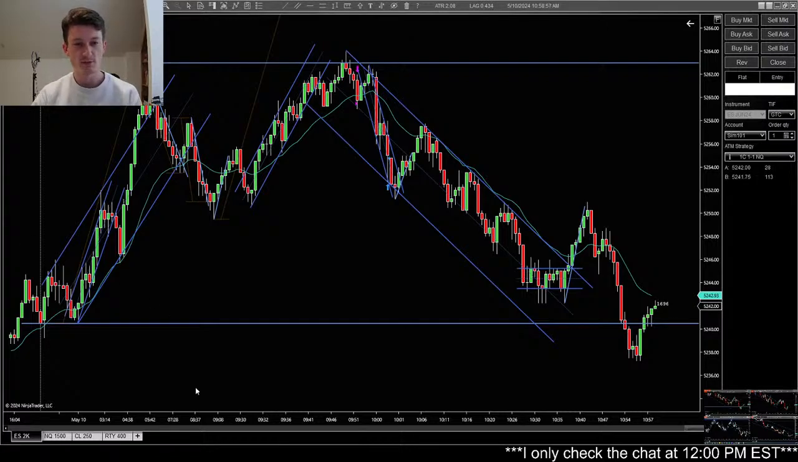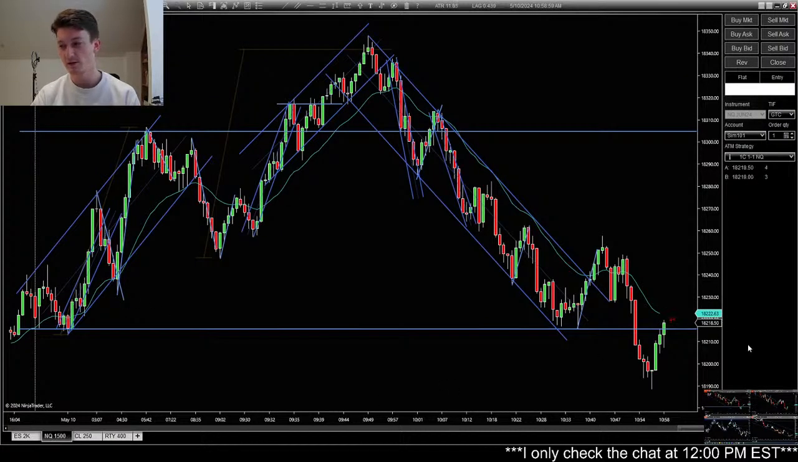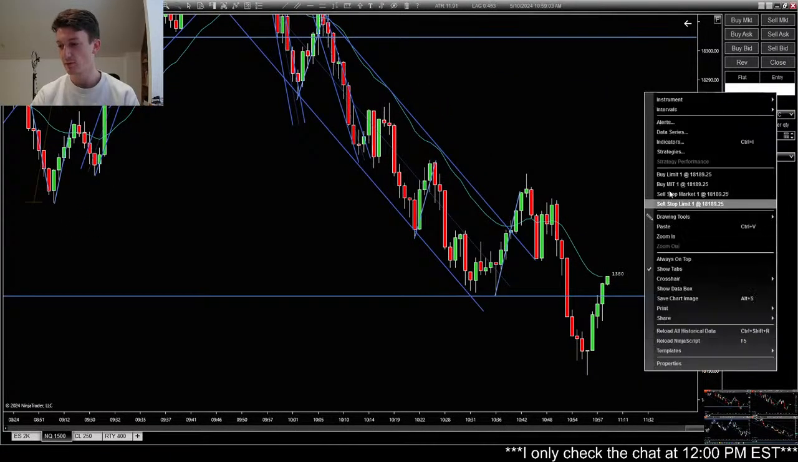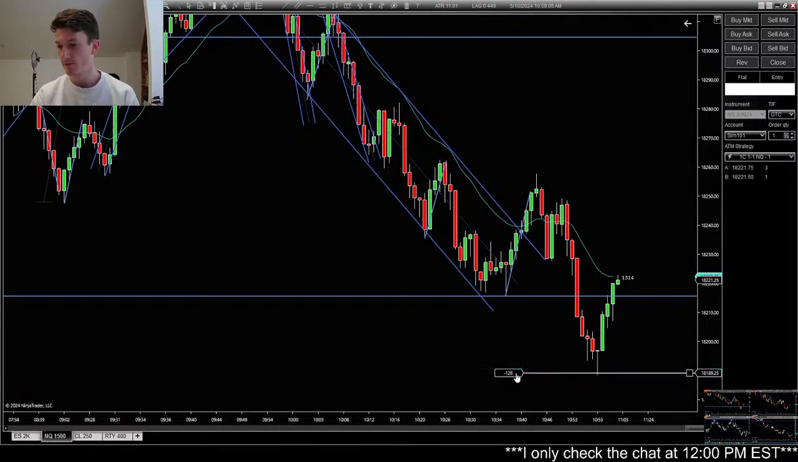Okay, starting to see this push up on both of these charts, both the ES and the NQ. Order submitted, so I want to be ready for this, in case it pushes up and over there.